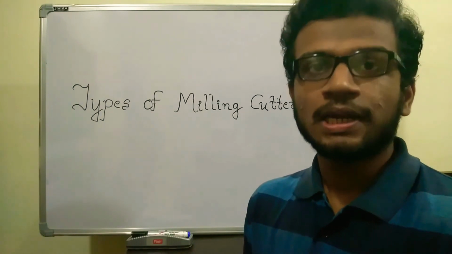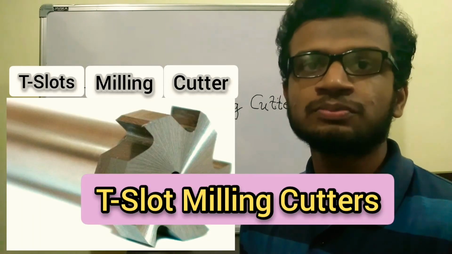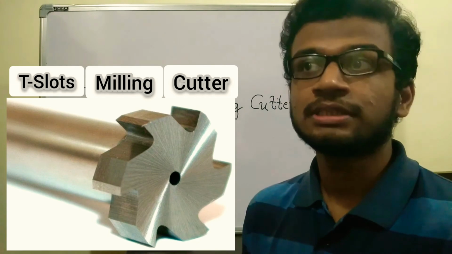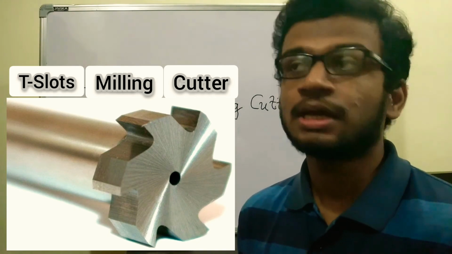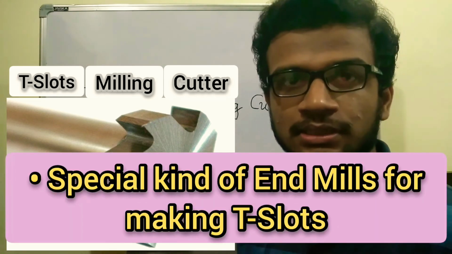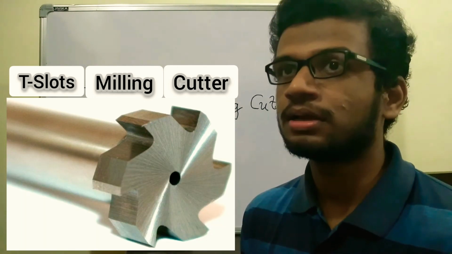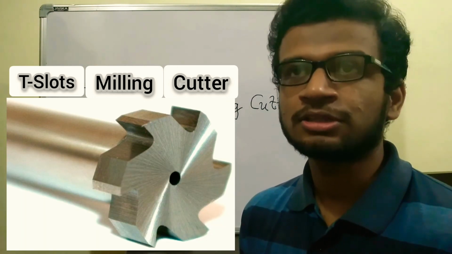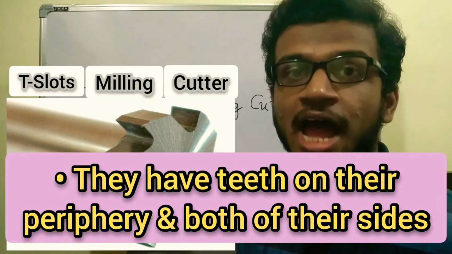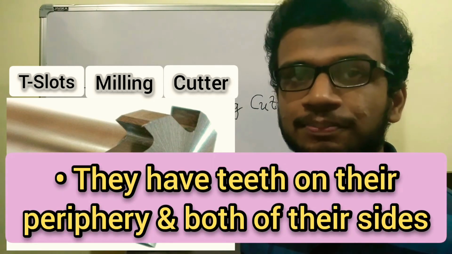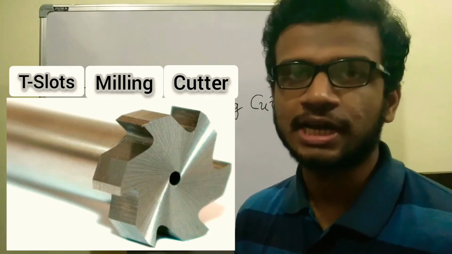Now let us come to T-slot milling cutter. So these T-slot milling cutters are special kind of end mills that are used for producing T-slots, and these T-slot milling cutters have teeth on their periphery as well as on both of their sides.